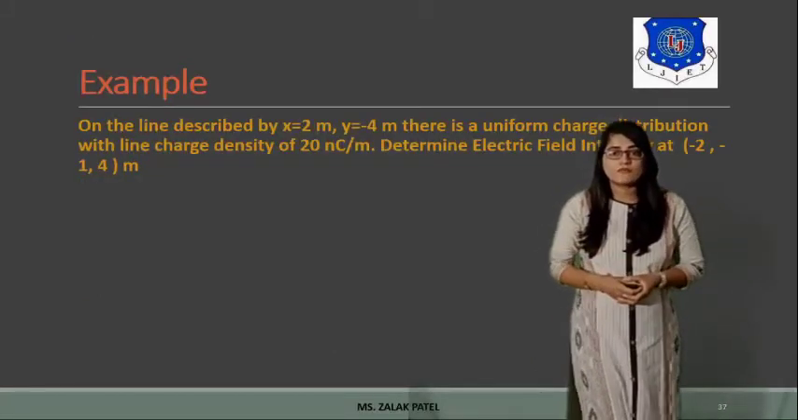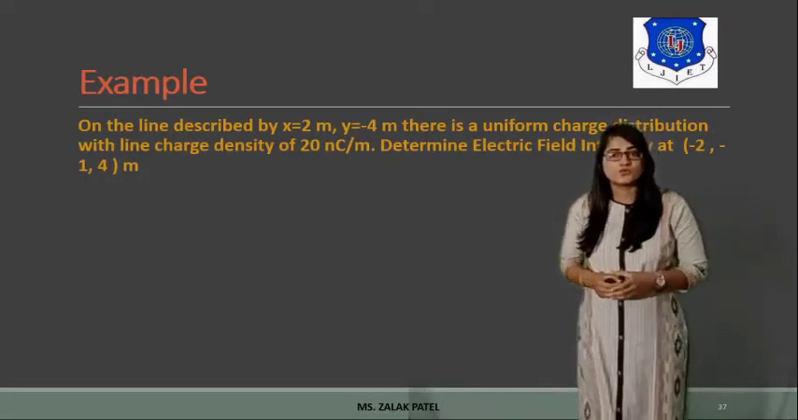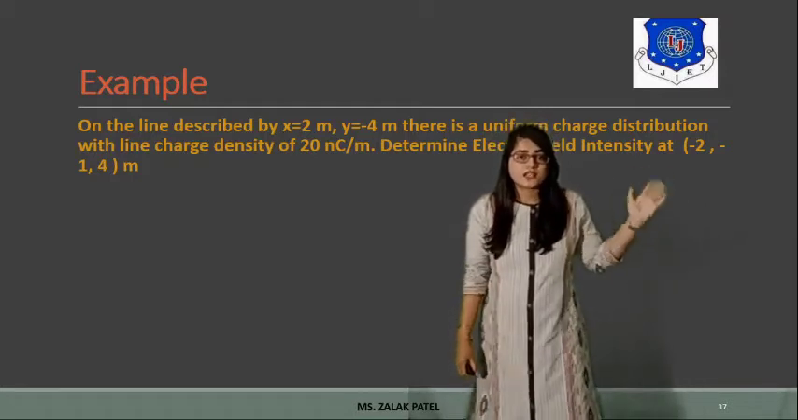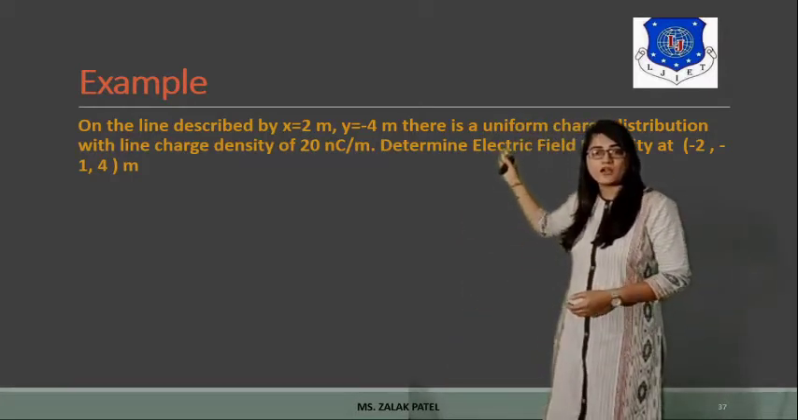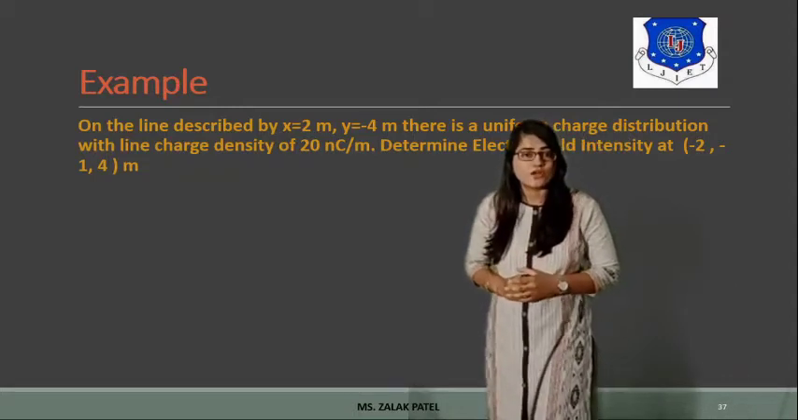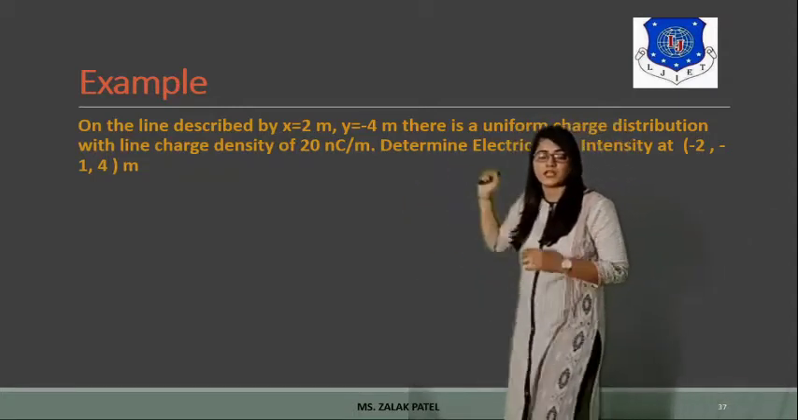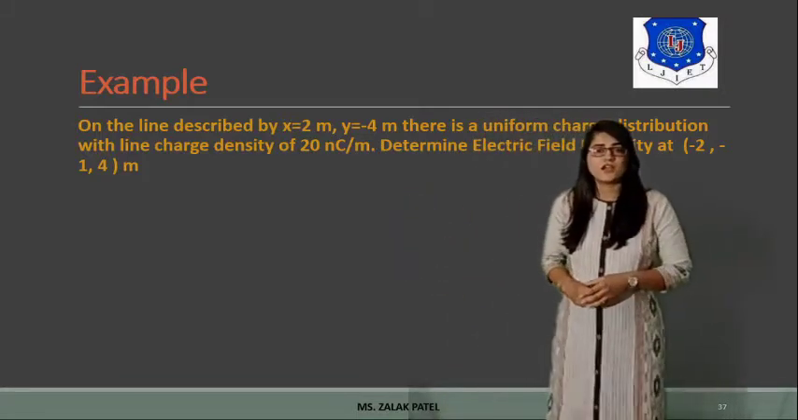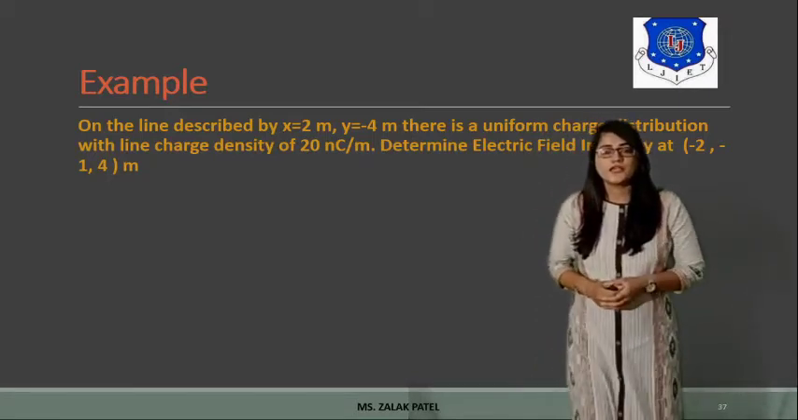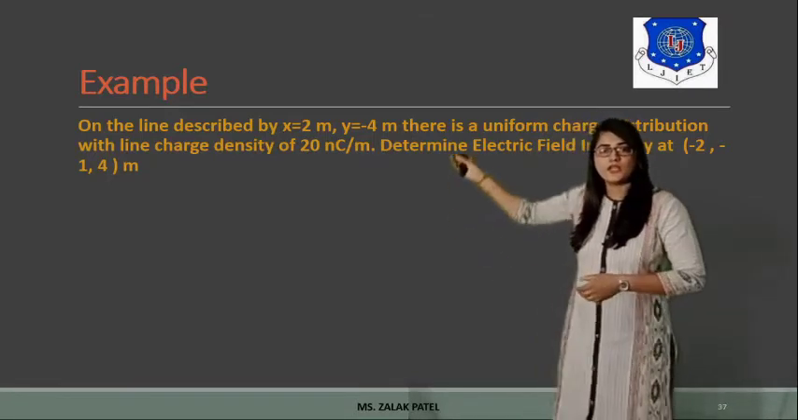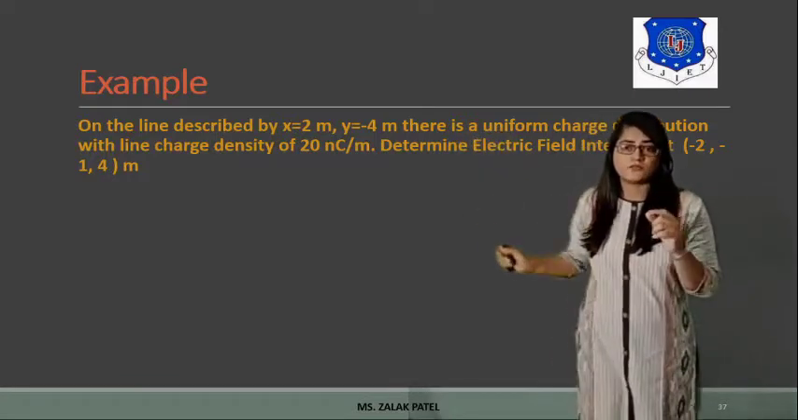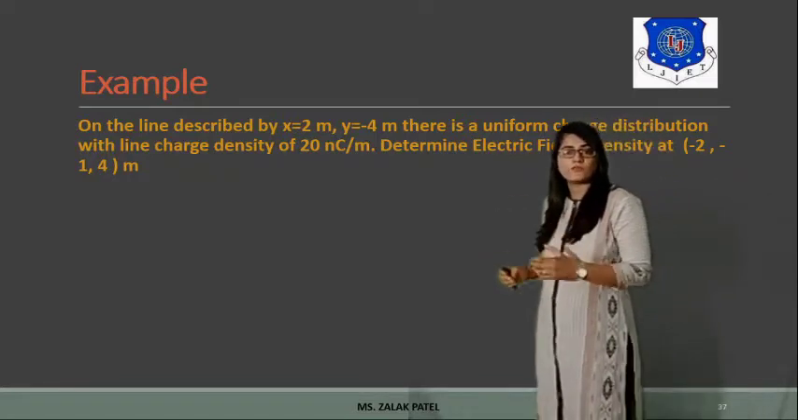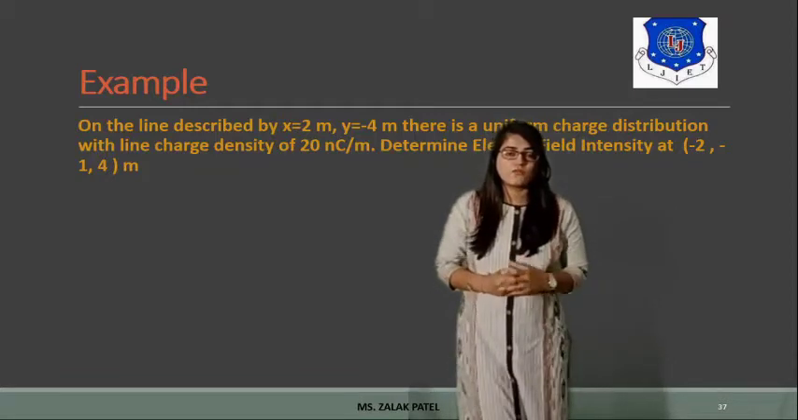So here let's see one example related to the electric field intensity due to the infinite line charge. Consider the problem statement: on the line described by x equal to 2 and y equal to -4, there is a uniform line charge distribution of 20 nanocoulomb per meter. You have to determine the electric field intensity at the point (-2, 1, 4) meters. So the value of rho L is 20 nanocoulomb per meter.